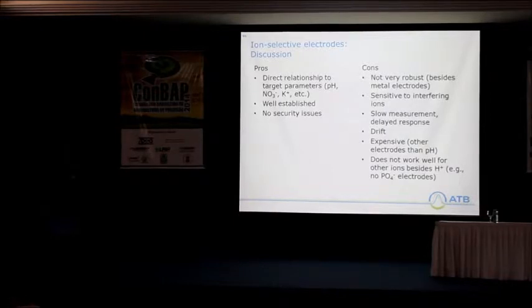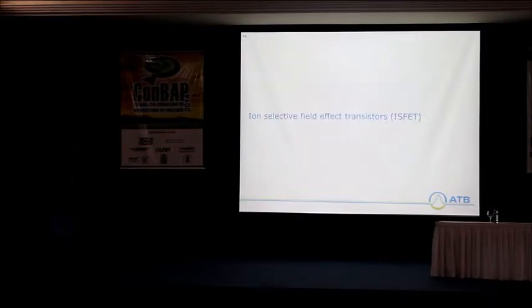However, most of these electrodes are not very robust, unless you have metal electrodes, but most of these other electrodes use a plastic membrane. It's sometimes sensitive to interfering ions. It's a little bit slow. They can exhibit drift, and the more advanced electrodes are much more expensive compared to the pH electrodes. And currently it works best for the protons. There's no electrode for potassium, for example, which would be very, very interesting for agriculture, of course.